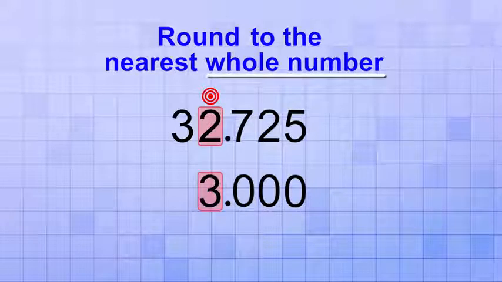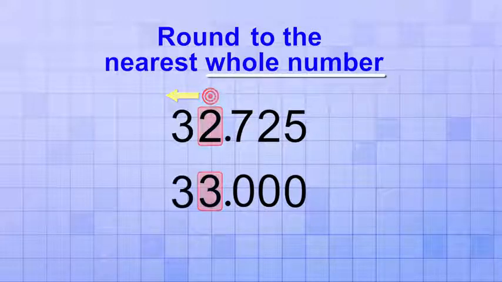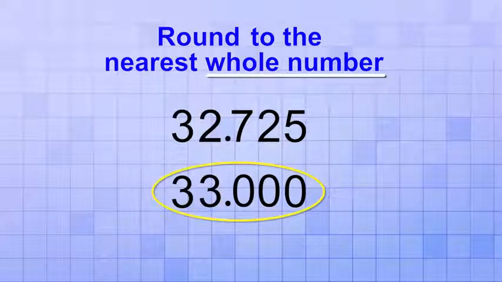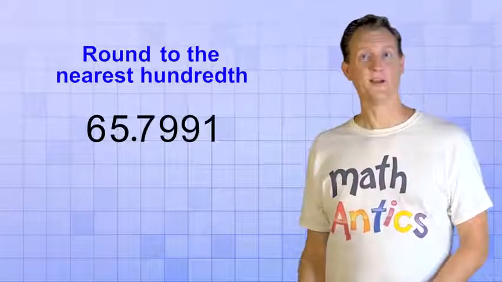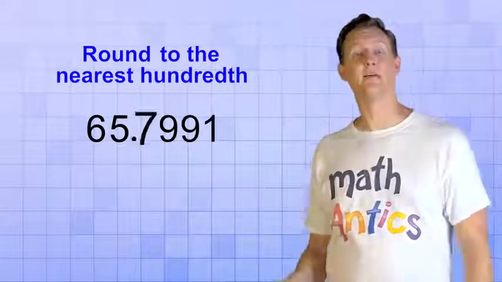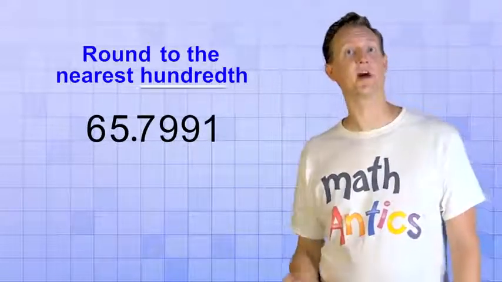And finally, we keep any digits to the left of the target digit the same. In this case, that's just the 3. So we've rounded this number off to 33.000, or just 33, since we don't really need those extra zeros after the decimal point. Ready for one more? Let's round 65.7991 to the nearest hundredth.